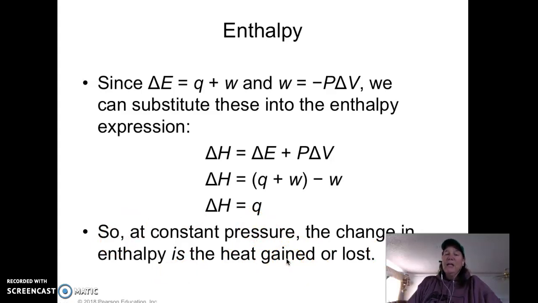But again, Q is the heat lost or gained by a system that's listed in joules. And we did that before with specific heat. We said Q was the mass times the change in temperature times whatever the specific heat was for, like water was 4.184, metals were like less than 1, that kind of stuff. Well, when you calculate that, you also calculate the change in enthalpy.